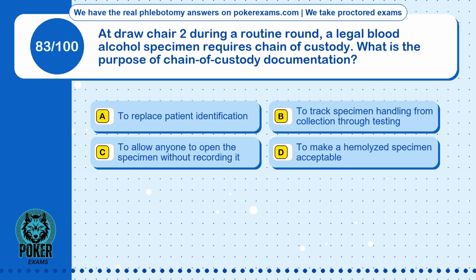Question 83. At draw chair 2 during a routine round, a legal blood alcohol specimen requires chain of custody. What is the purpose of chain of custody documentation? Option A. To replace patient identification. Option B. To track specimen handling from collection through testing. Option C. To allow anyone to open the specimen without recording it. Option D. To make a hemolyzed specimen acceptable.